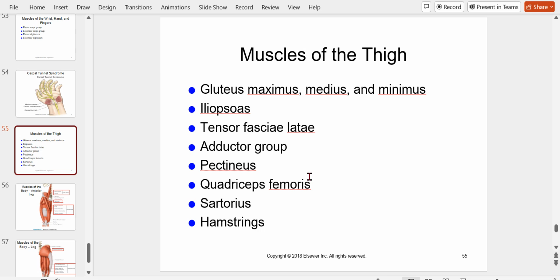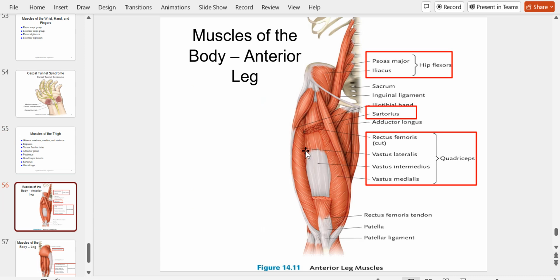Muscles of the thigh. Gluteus maximus, medius, minimus here. Better if we just show you these ones right here. This is the anterior portion there of the leg. Here's your kneecap. Here's your hip. There's your spinal column there. This is the quadricep. Quad, right? Bicep, 2 origins. Tricep, 3. Quadricep there, you've got 4, right?